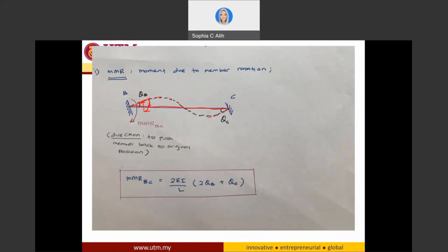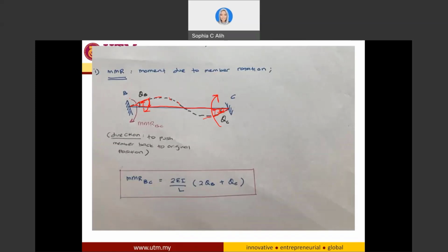So this is what we call the moment due to member rotation. The moment that is trying to push back your structure to its original position when it rotated. Okay. Similarly, at the end of C, since the member rotated counterclockwise, I will have another moment due to member rotation in this direction. So if the rotation is counterclockwise, I will have a moment due to member rotation in the clockwise direction in order to push this member back to the original position.